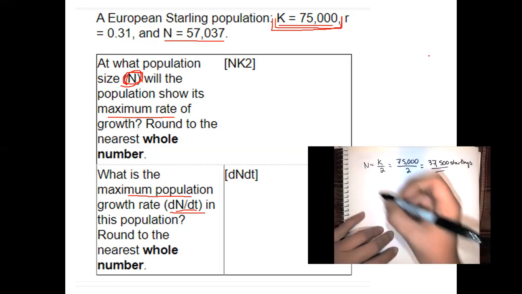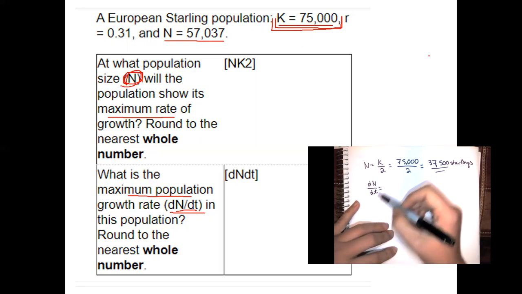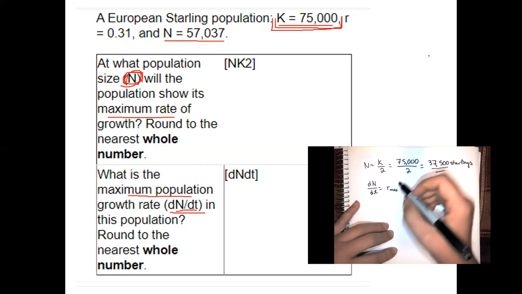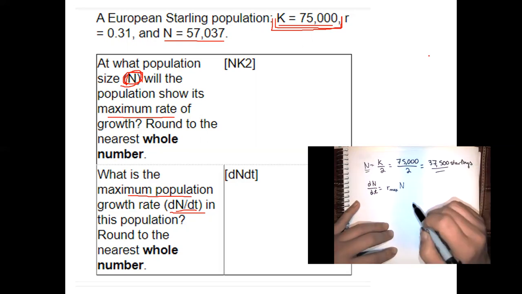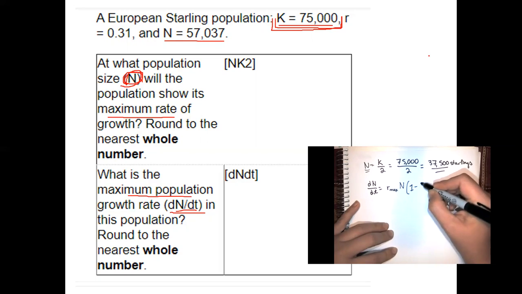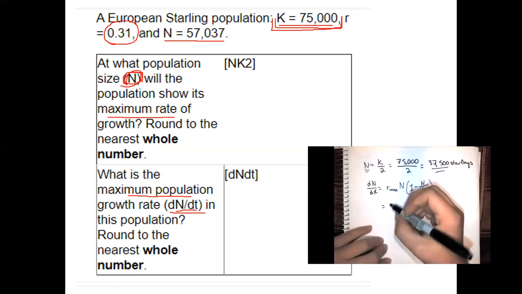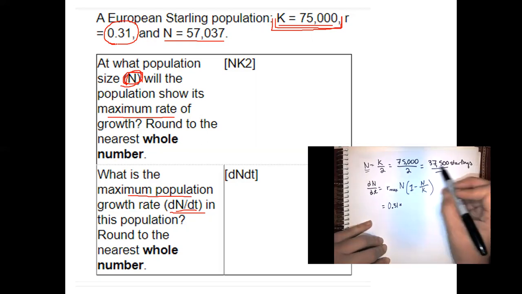So let's write out this equation. dN/dt, the population growth rate, equals R times N, the number when the population is growing the fastest, times 1 minus that same population size over the carrying capacity. I tell you in our problem here that R equals 0.31. So 0.31 times the number that we just calculated. This is when the population is growing the fastest.